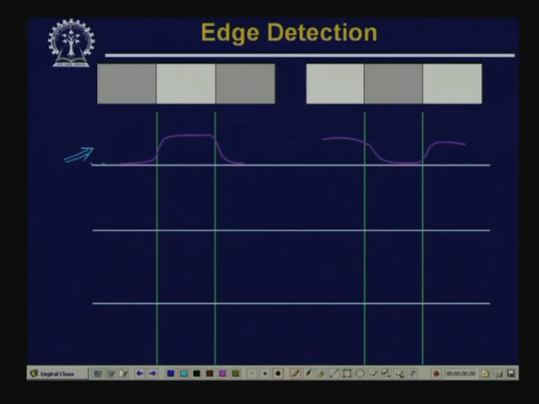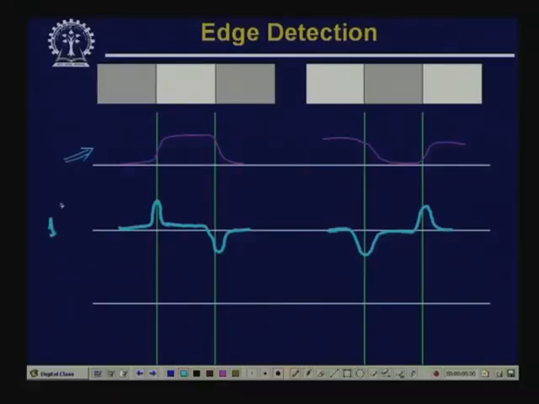Now, let us see what happens if I take the first derivative of this intensity profile. In the first case, the first derivative of this intensity profile will be something like this, and the first derivative of the second profile will be something like this. You find that the first derivative responds whenever there is a discontinuity in intensity levels, that is, whenever there is a transition from a brighter intensity to a darker intensity, or from a darker intensity to a brighter intensity. So, this is what we get by the first derivative.